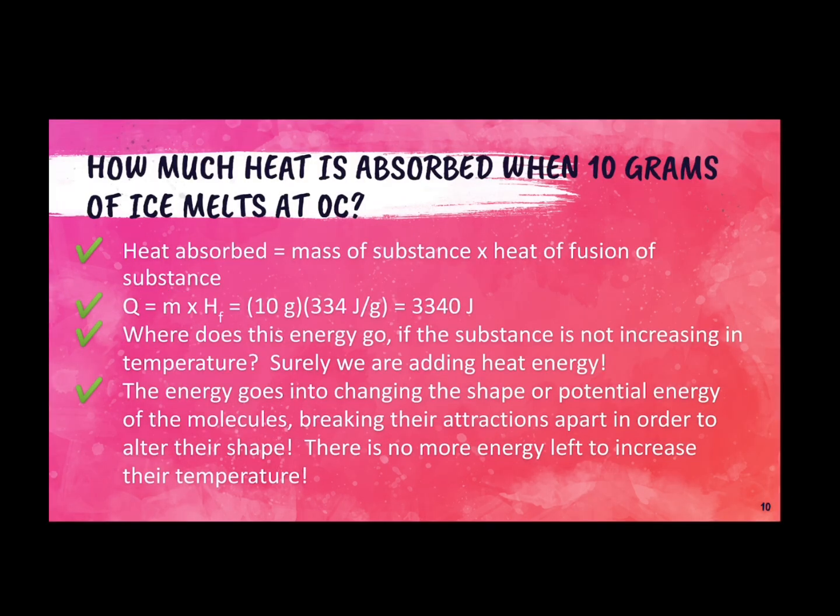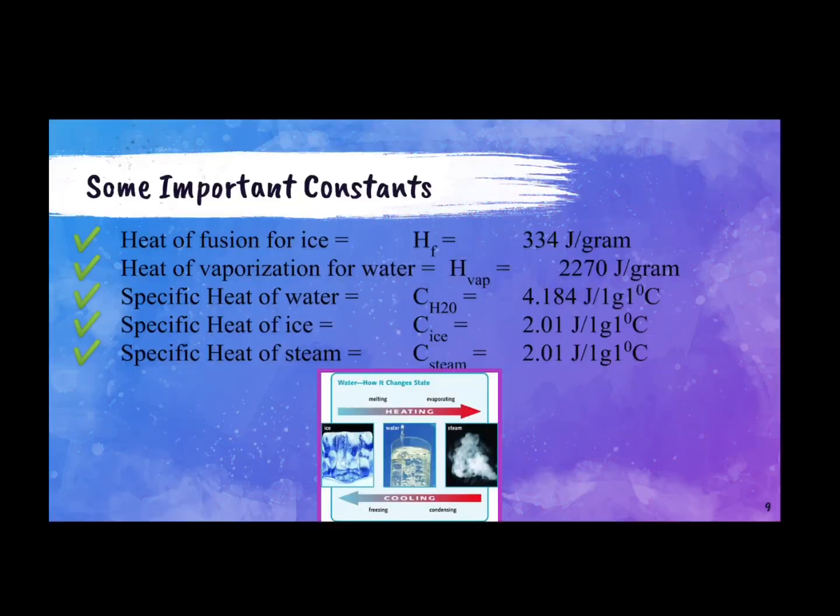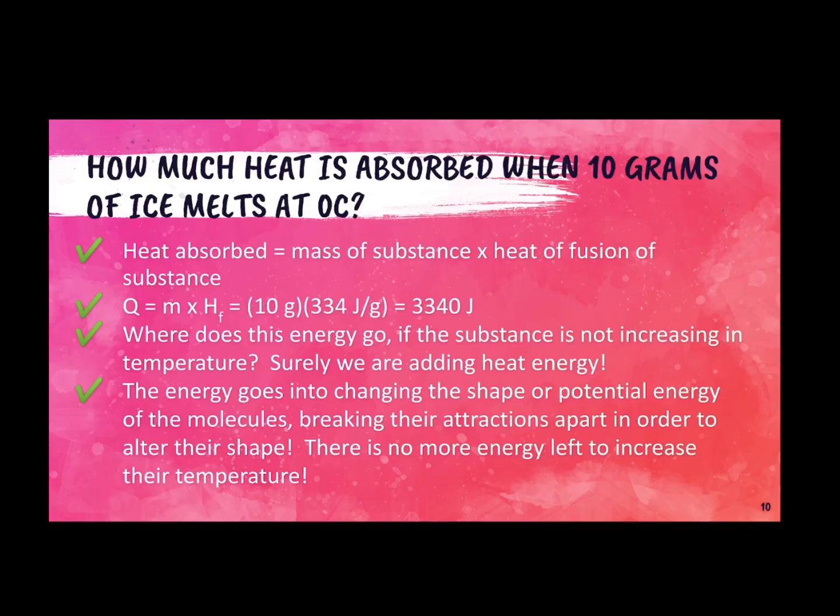Let's go back one. How much heat is absorbed when 10 grams of ice melts at 0 degrees Celsius? Okay, so my heat absorbed is my mass times my heat of fusion, which is a constant number from that last page. So this is ice melting. So if I go back to this constant, I'm using the heat of fusion for ice, which was that first number, the 334. Okay, so all I need to do is multiply 334 times my mass, which was 10. Multiply those two together to get energy. So it was 3340 joules.